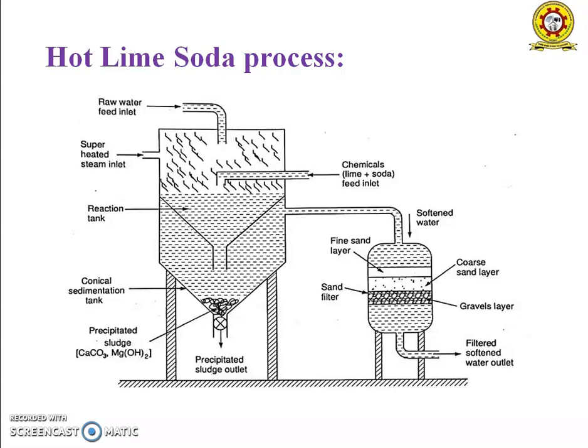And the disadvantages of the hot lime soda process are: softness produced by the method is less than the zeolite process. A huge amount of sludge is formed and disposal is difficult. Controlling the hot process is difficult. The softened water must be filtered to avoid precipitates being carried with the softened water. Backwashing of the filter is required periodically to increase the efficiency of the filter. So these are the advantages and disadvantages of the hot lime soda process.